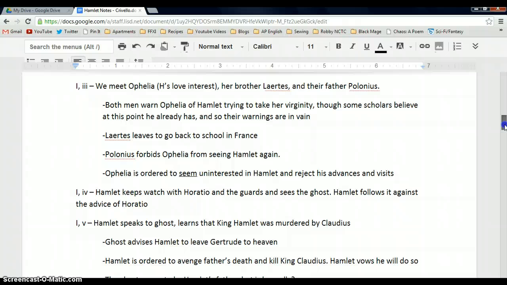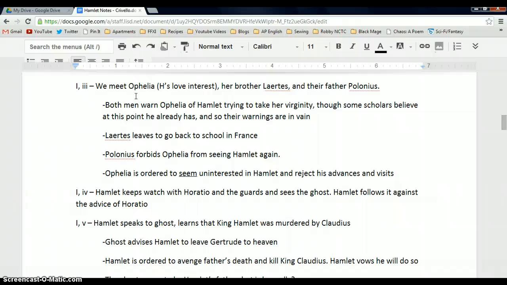Then we kind of switch gears to Act 1, Scene 3. We meet Ophelia, Hamlet's love interest, and her brother Laertes and their father Polonius. Both men warn Ophelia of Hamlet trying to take her virginity, but at this point in the play, most scholars believe that Hamlet already has. And Ophelia is so in love with Hamlet, and it's too late. They're warning her too late. She and Hamlet have already done the deed.